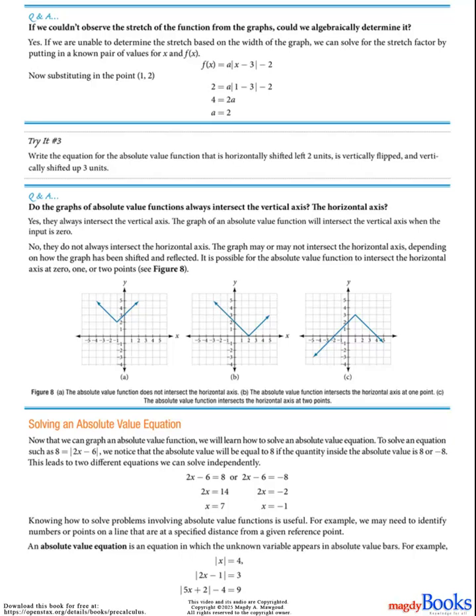1.6.3. Solving an absolute value equation. Now that we can graph an absolute value function, we will learn how to solve an absolute value equation. To solve an equation such as 8 equals the absolute value of 2x minus 6, we notice that the absolute value will be equal to 8 if the quantity inside the absolute value is 8 or negative 8. This leads to two different equations we can solve independently.